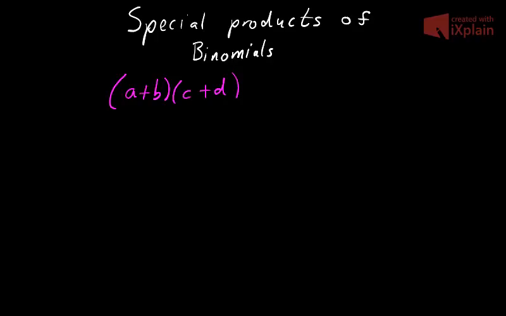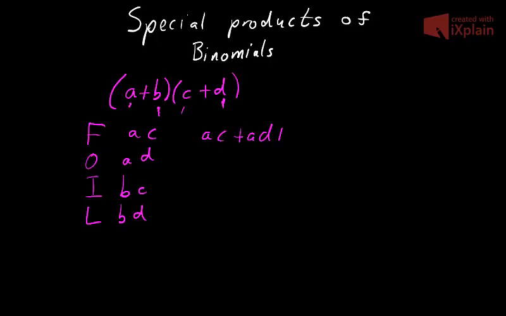And what we would normally do with this is FOIL it. We would plug in all the first letters, a, c, the outers would be a and d, inners would be bc, and last would be b and d. And we would add all these up, AC plus AD plus BC plus BD, and that is how we would find the product of this thing, which is very effective and it works every time, but there's a couple cases where we can look at things like this and kind of get the answer a little bit quicker. So I want to show you guys what those two cases are.